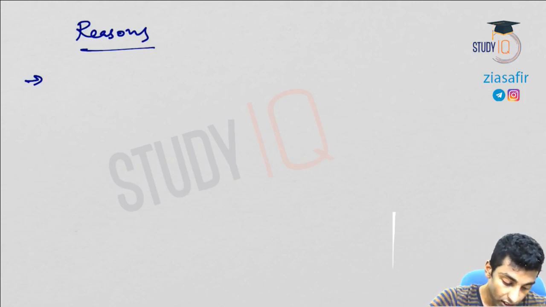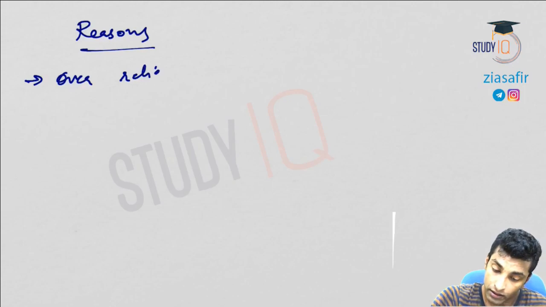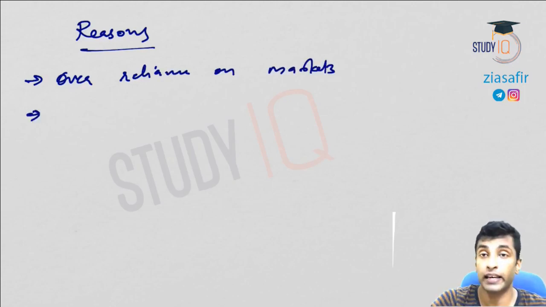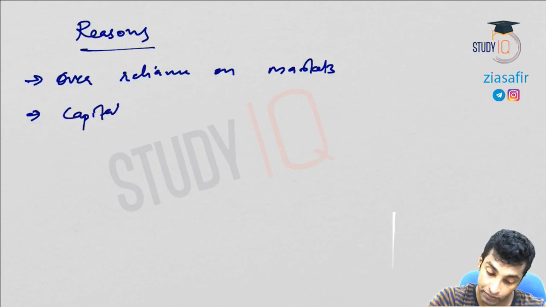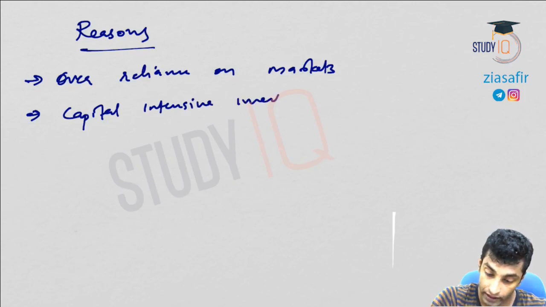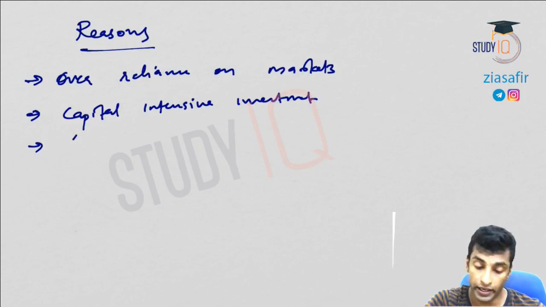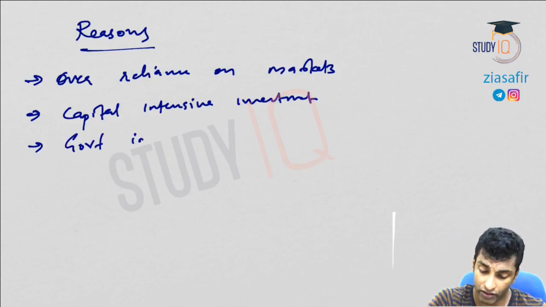Okay. So that is over reliance on markets. Then, as I've already told you, capital intensive investment. Government investment actually reduced. Government investment as well as expenditure reduced.